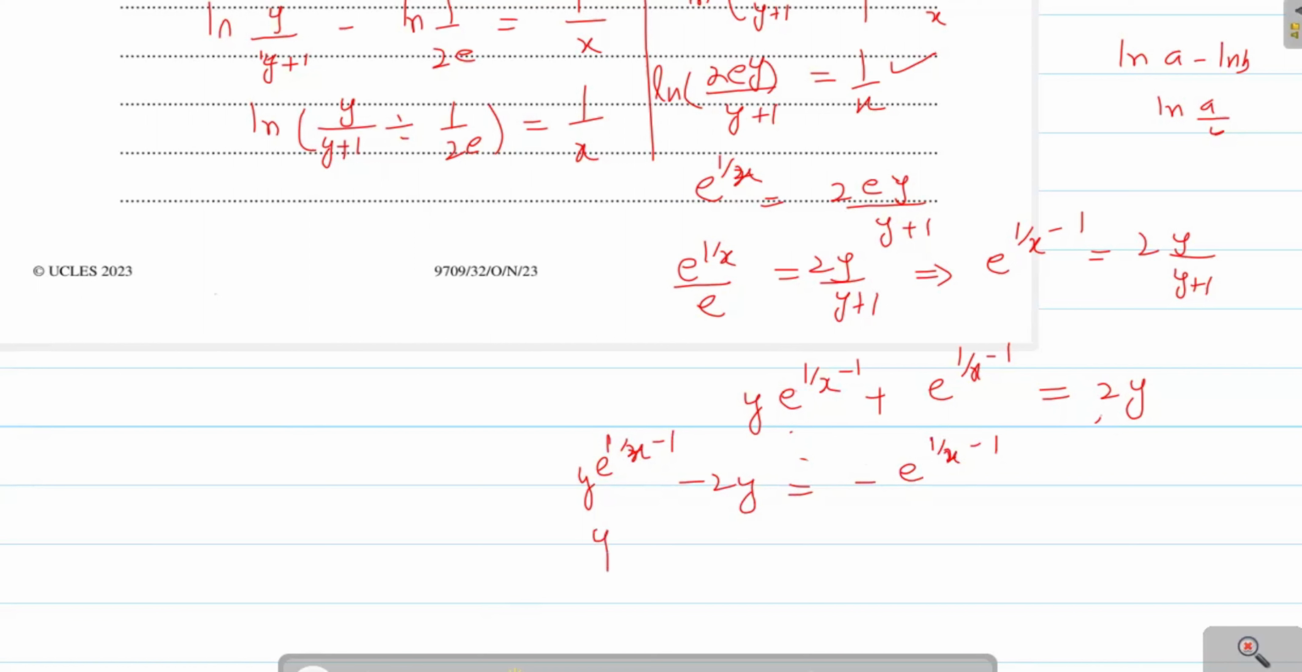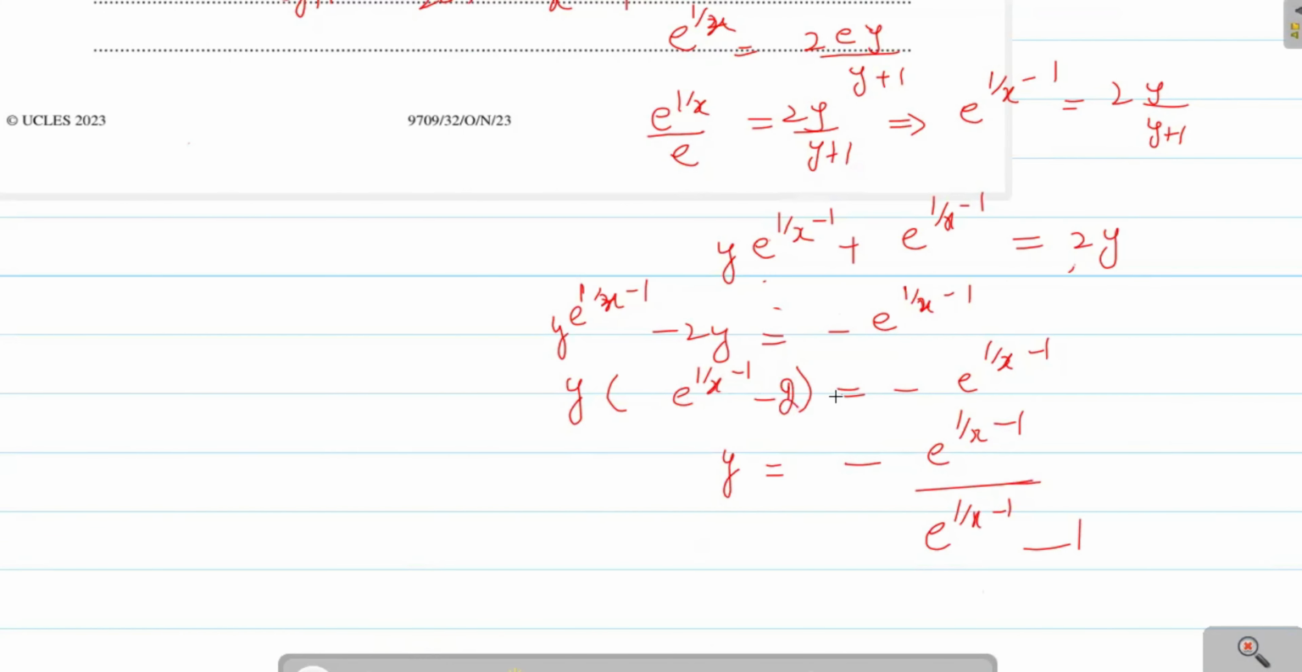Now we can take the common y. We write here y times (e power 1 over x minus 1 minus 2) equal to minus e power 1 over x minus 1. We shift this value from left to right side. This value becomes y equal to minus e power 1 over x minus 1 over e power 1 over x minus 1 minus 2. This is the answer.